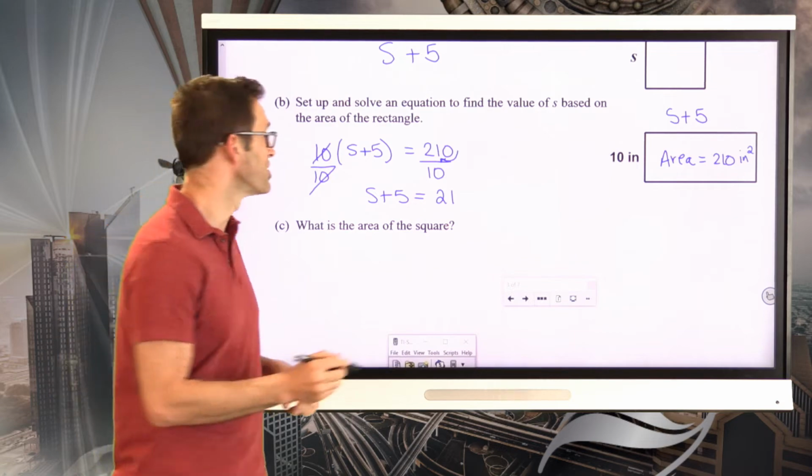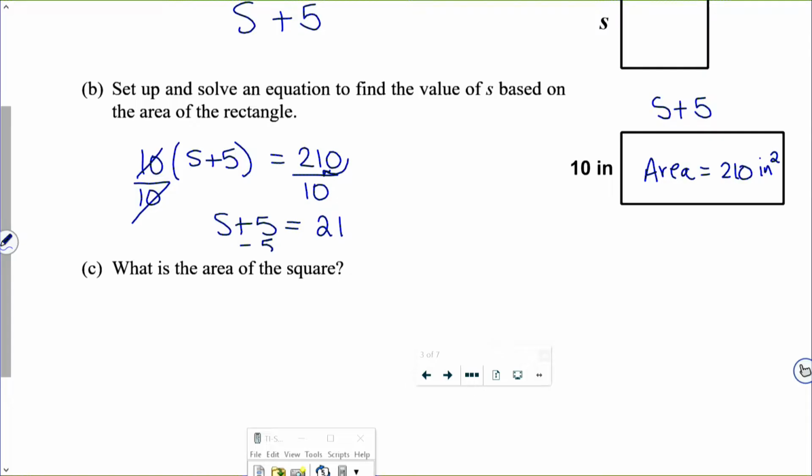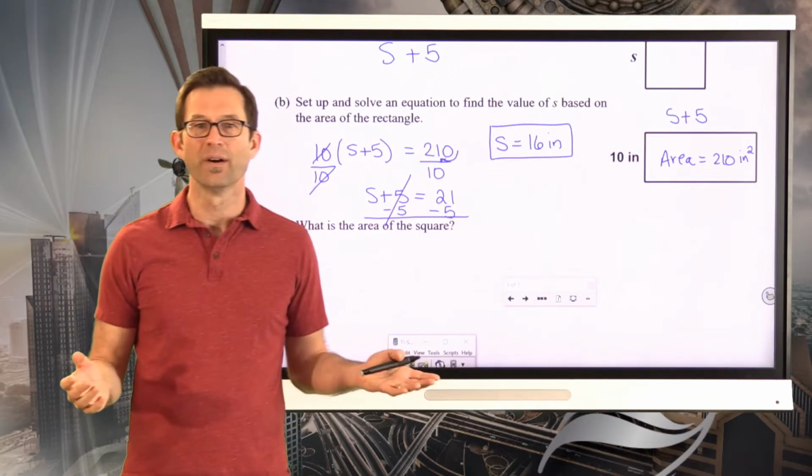Now this is easy enough to solve. I'll just try to sneak it in right here. I'm going to subtract 5 from both sides. That will cancel, and it looks like my side length is 16 inches. All right, easy enough.